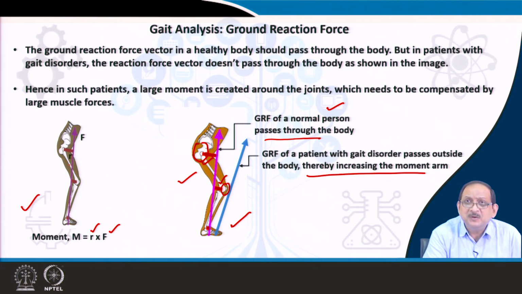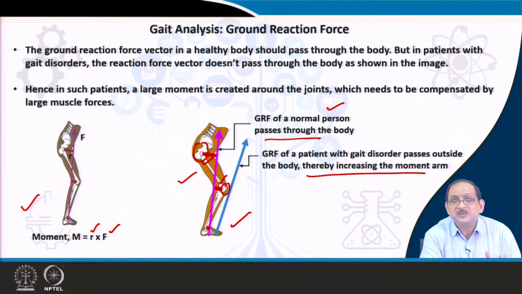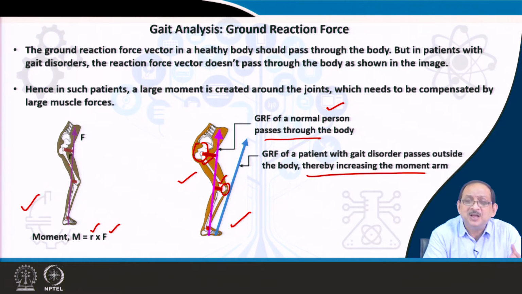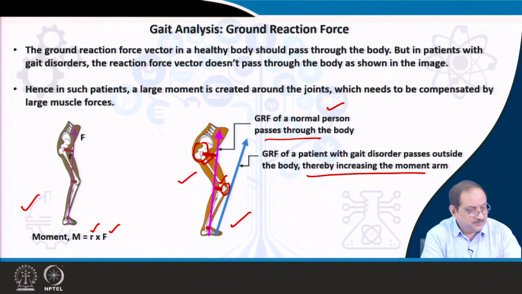Now, since the muscles actually have small moment arms or lever arms, they act mostly close to the body. The magnitude of the muscle force needs to be increased many times to counterbalance the increase in the moment arm of the ground reaction force. So, the muscles actually have to be very powerful to counteract the effect of deviations in ground reaction forces.